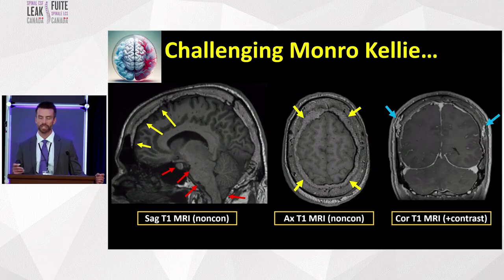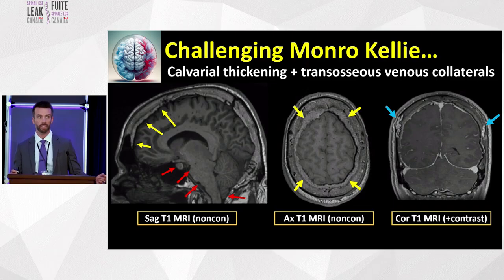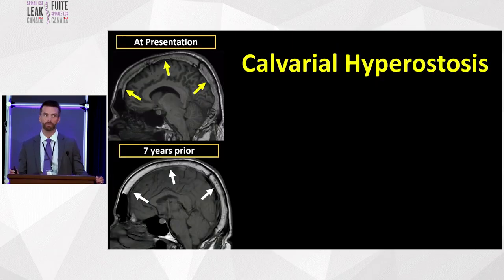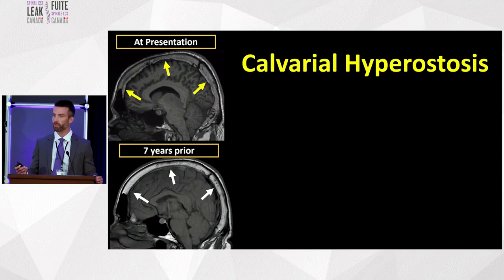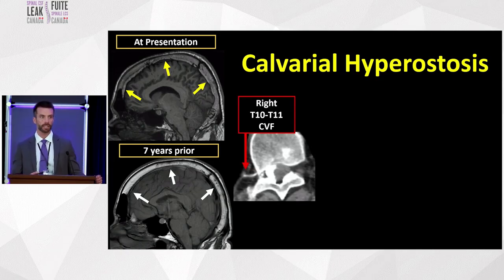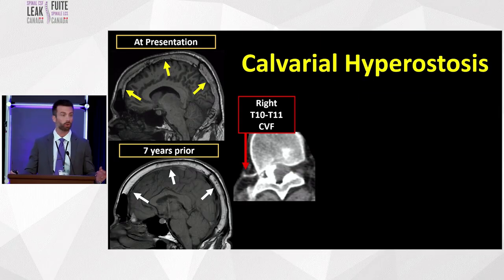There are these very interesting transosseous venous collaterals. We actually had imaging of this patient for many years prior, 7 years prior to presentation. You could see that this bony remodeling was not present 7 years prior. And this calvarial hyperostosis was due to a long-standing CSF venous fistula. So in a way, the skull itself is a part of the Monro-Kellie doctrine, particularly in the chronic period.